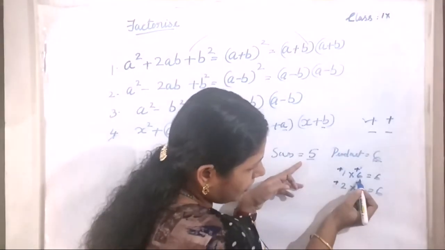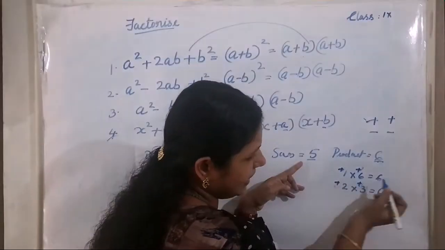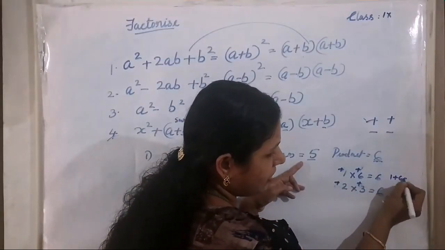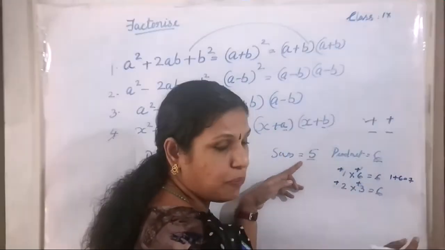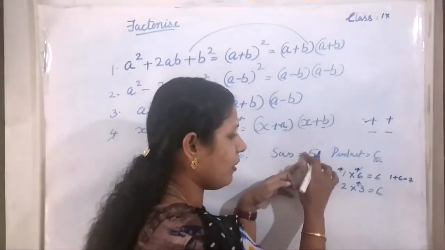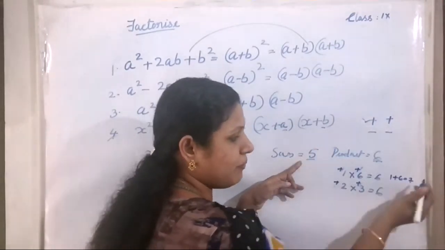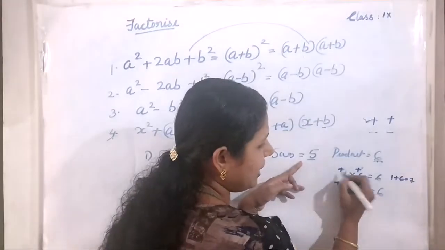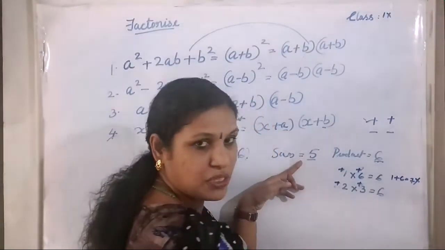Let's see, 1 plus 6 is what? That is 7. It's not possible because we need the number 5, but we get 7. So these two numbers are not to be selected.